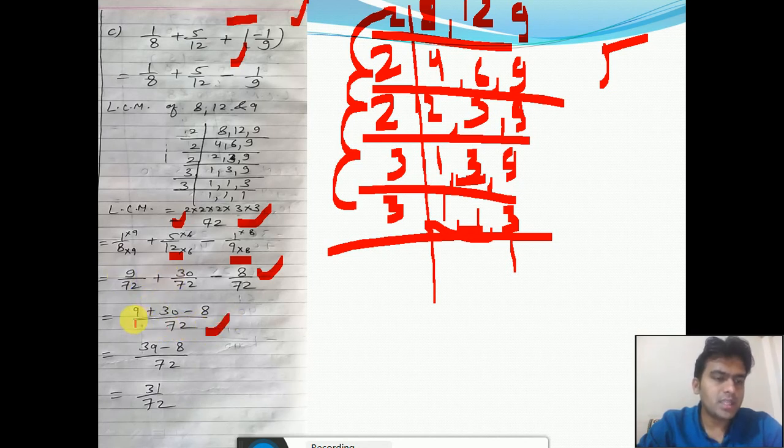So the sign of 9 is plus, the sign of 30 is plus, so plus 30, and the sign of 8 is minus, so minus 8. Now we will add 30 and 9, so 39 minus 8 equals 31. This is also a proper fraction, so no need to change it into a mixed fraction.